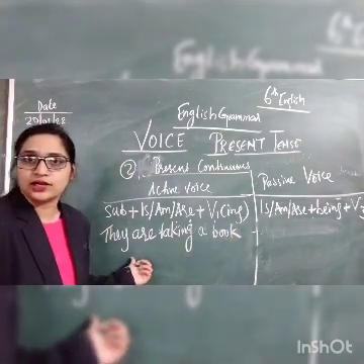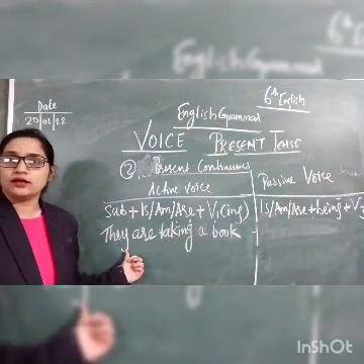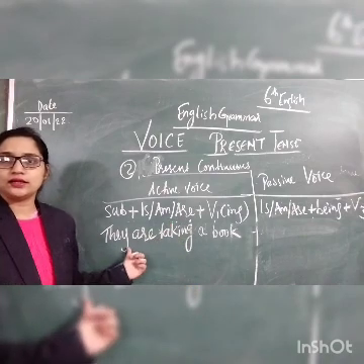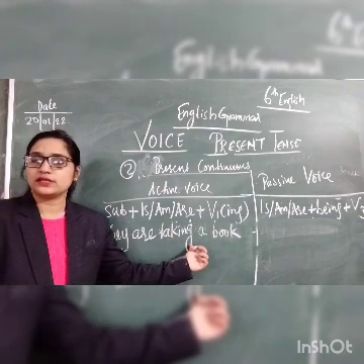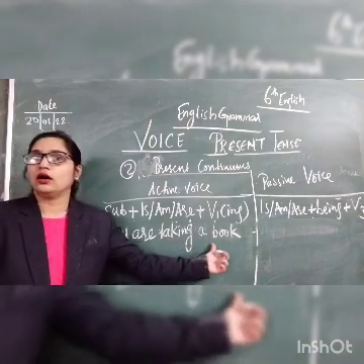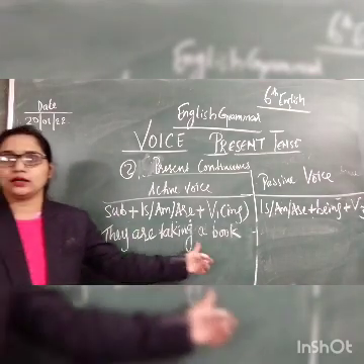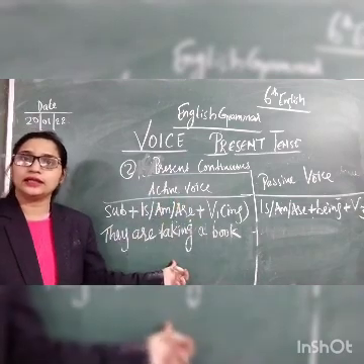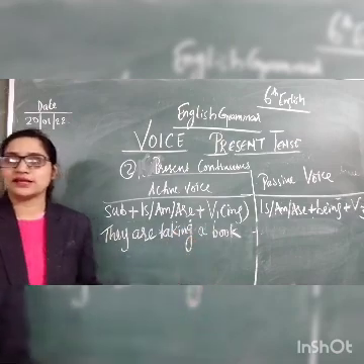Now the next example is they are taking a book. They is the subject here. Is, am and are, because they is plural, that is why we have to choose are. They are. Take verb first form with its ing form, that is taking a book. Okay, they are taking a book. This is the active voice in present continuous. Now we change this active voice into passive.